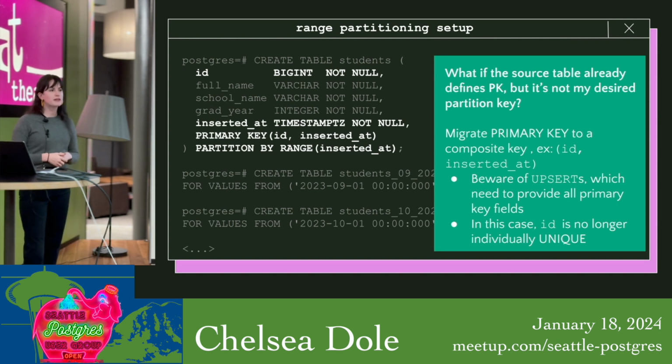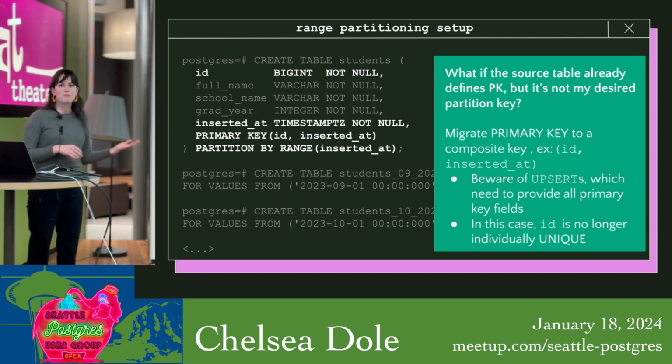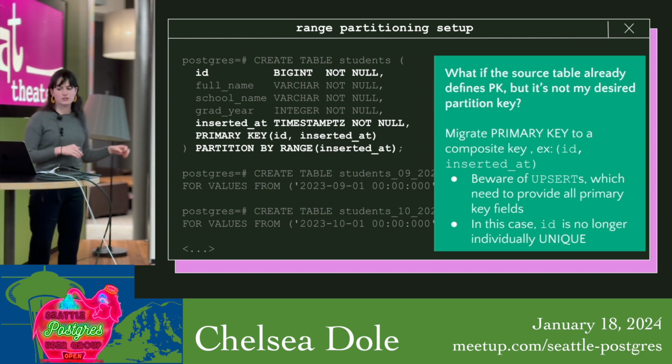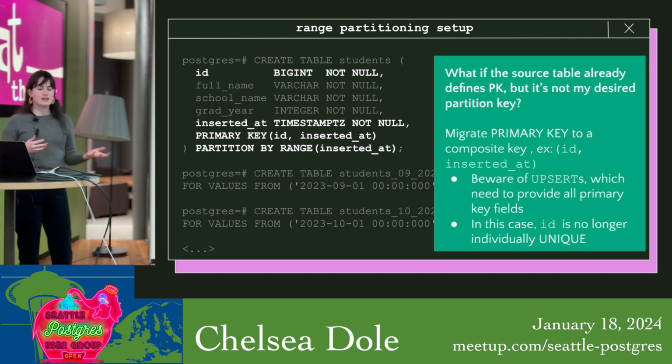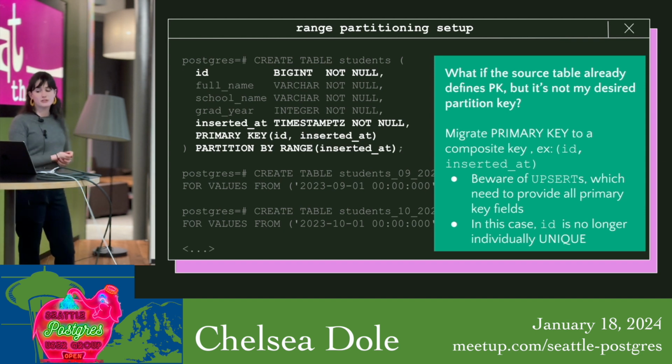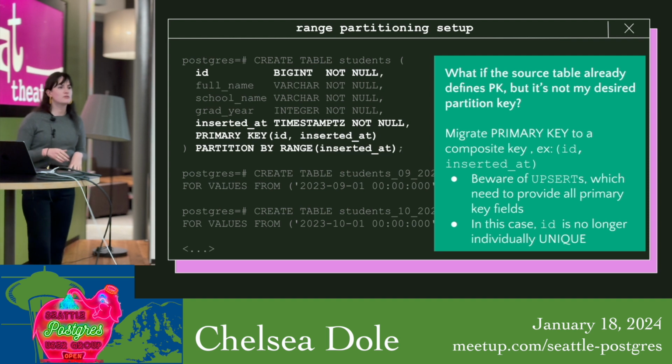It's one of those trade-offs, because let's say I'm coming from a more traditional setup where students has a primary key of ID, but I want to actually partition by inserted_at. If I want to change my primary key from ID to ID, inserted_at, of course this now has an entire migration separate of partitioning, but also I need to be aware of upserts, because upserts need to provide all primary key fields. And also, most importantly, ID is no longer individually unique. ID is only unique for that ID, inserted_at combination. And so if you're migrating to this, it's very easy to potentially miss spots where you might break logic and not realize it six months down the line. But this is a way that you can do it.